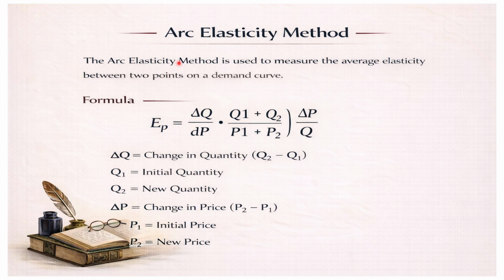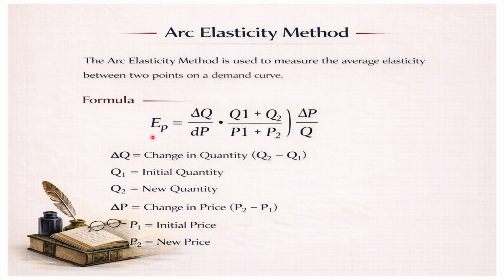Now, the next method is arc elasticity of demand, which is used to measure the price elasticity of demand between 2 points on the demand curve. We can also see it in a graphical way on the next slide. It is very useful when there is a large change in price and quantity demanded. It calculates the average elasticity between 2 points on the demand curve. So arc elasticity of demand measures the average responsiveness of quantity demanded to a change in price between 2 points on the demand curve.